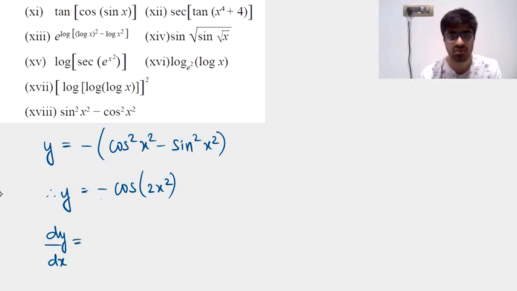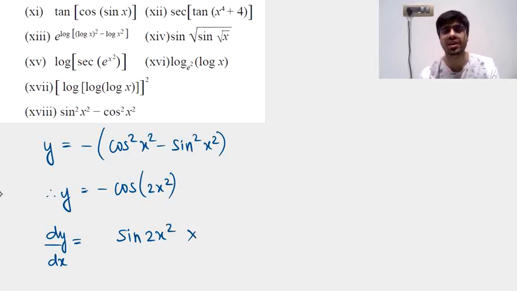So dy by dx will be minus of cos x. The derivative is, okay, minus is already there. Derivative of cos is minus sine. So that minus cancels off this minus, and you're simply left with sine of whatever you had here, which was 2x square. And you multiply it further with the derivative of 2x square, which is going to be 4x.